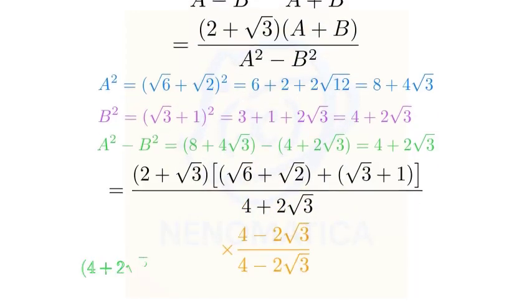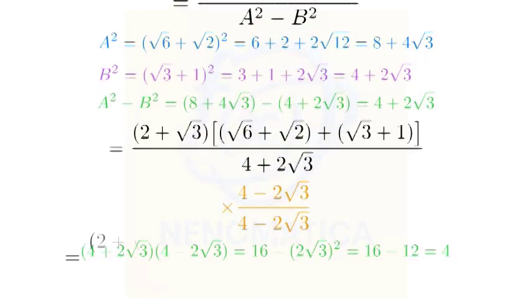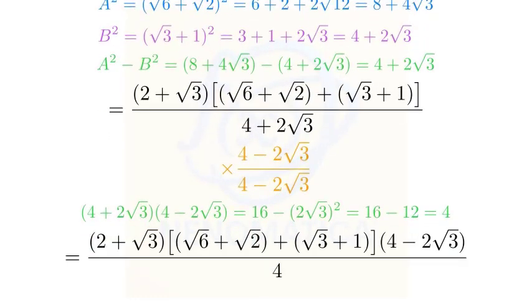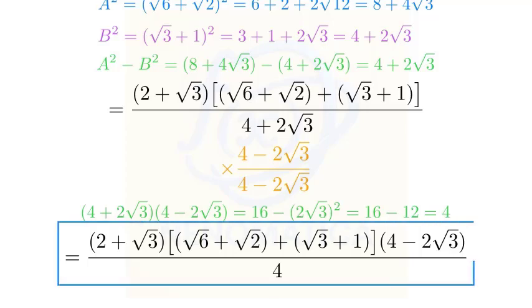Step 4. The denominator still contains a radical. Multiply by the conjugate 4 minus 2 square root 3 over the same to remove the radical completely. This factored form is the clean result produced by the algorithm. Group conjugate once, simplify to 4 plus 2 root 3, conjugate again, and reduce to a rational denominator of 4. You could expand the numerator further, but leaving it factored is both exact and tidy.